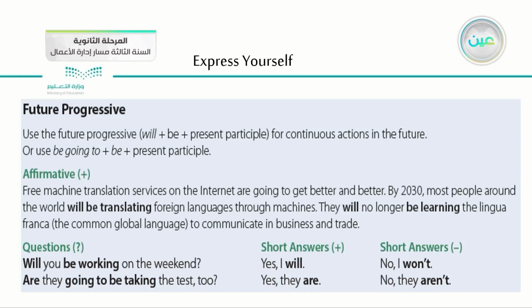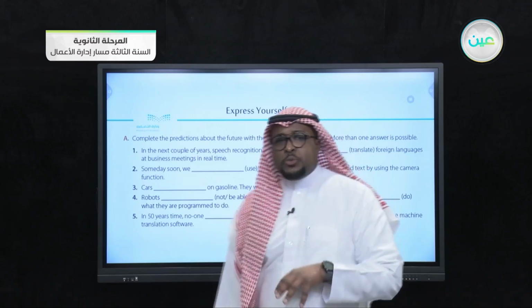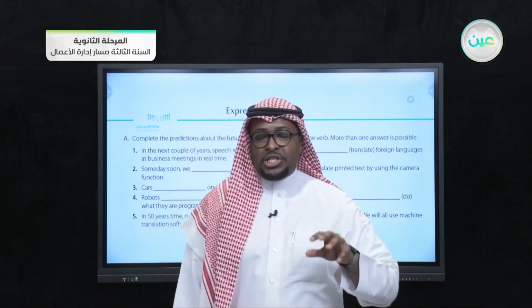And of course, here we have another example, which is, are they going to be taking? This is actually future going to. As you see here, we actually started with the verb are, which is be, and of course, then we have going to, and then be, and of course, finally, we have a verb in the ing form. This is actually the answers. We have here short answer with positive or affirmative, and of course here we have with negative, yes they are, no they are not.